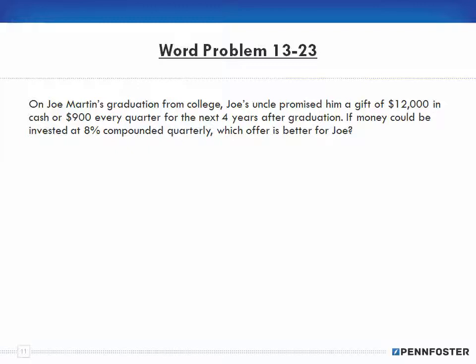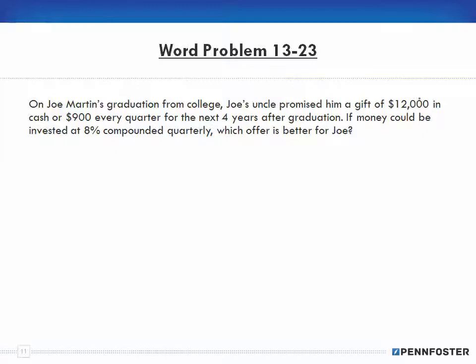Problem 23, Joe Martin's graduation from college. Joe's uncle promised him a gift of $12,000 in cash, or $900 every quarter for the next 4 years after graduation. If money could be invested at 8% compounded quarterly, which offer is better for Joe?